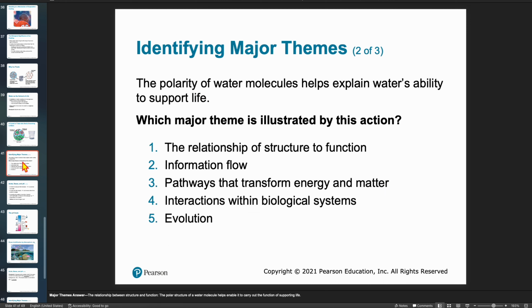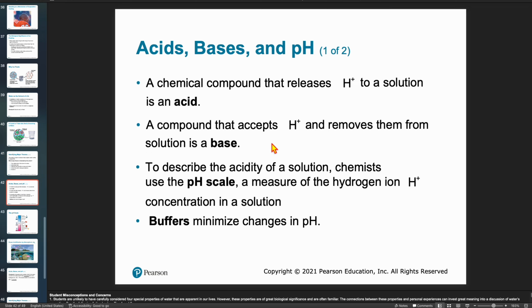Okay, again, the author is throwing the same overall theme slide in from chapter 1. He'll be doing that in other chapters as well. Okay, the next one is acids and bases.